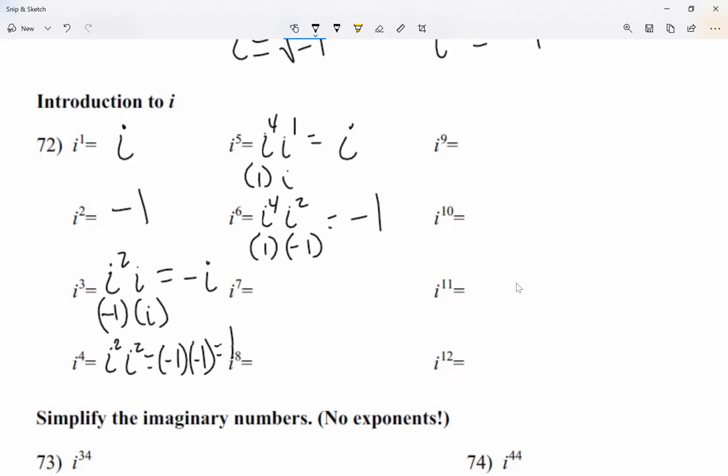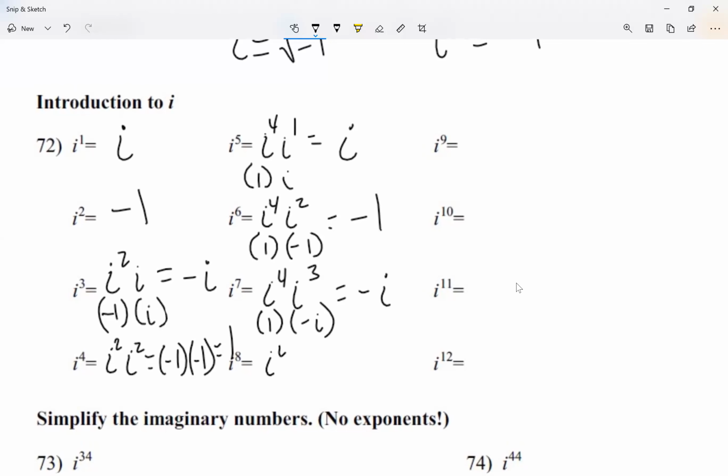Now i to the seventh, I can break as i to the fourth times i to the 3. i to the fourth is 1, and i to the 3 is -i. So 1 times -i is -i. i to the eighth, I can break as i to the fourth times i to the fourth, which is basically 1 times 1. So this is 1.